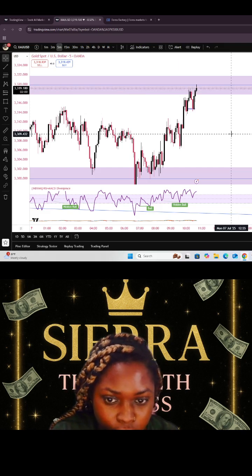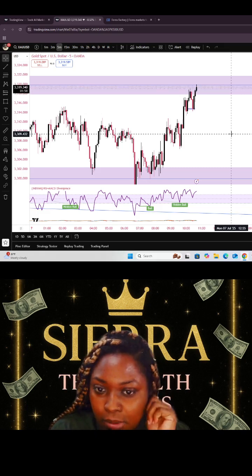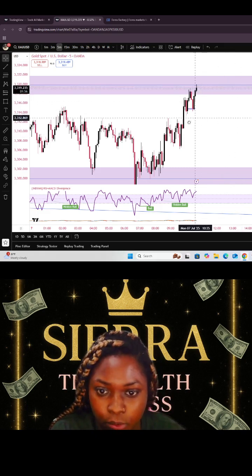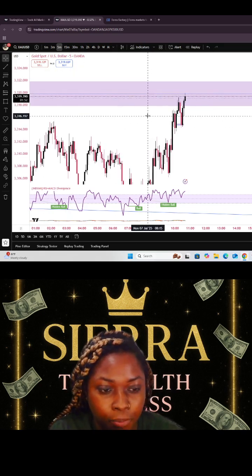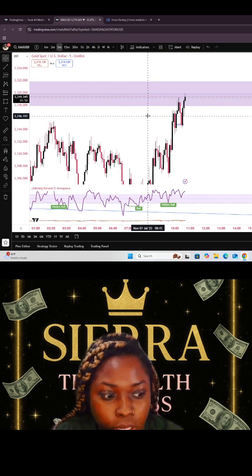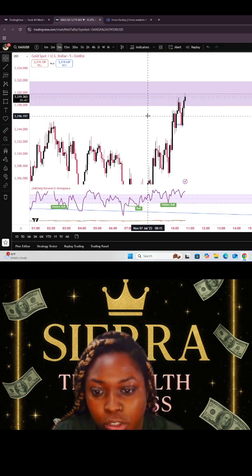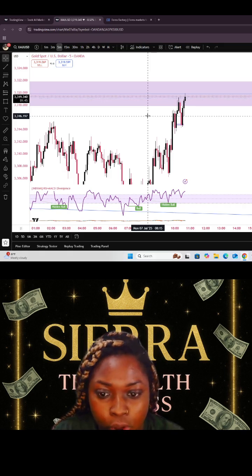When do we enter? Not yet. So price comes to my zone, this blue line, which is what I wanted it to come to. Now I am waiting for a price action signal, which is a candlestick pattern signal. So I'm looking for a bearish engulfing.